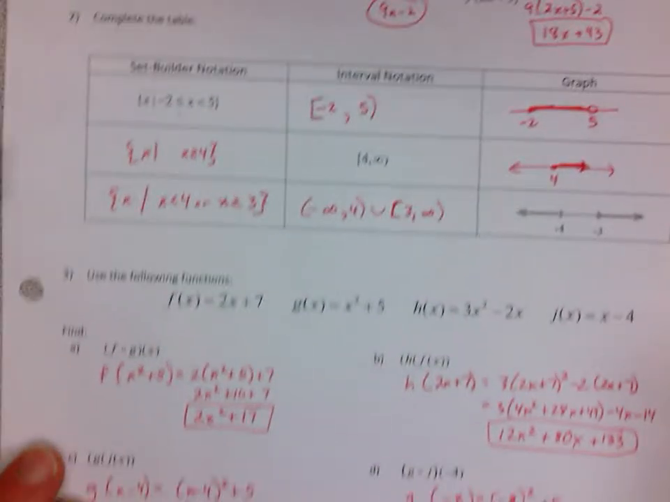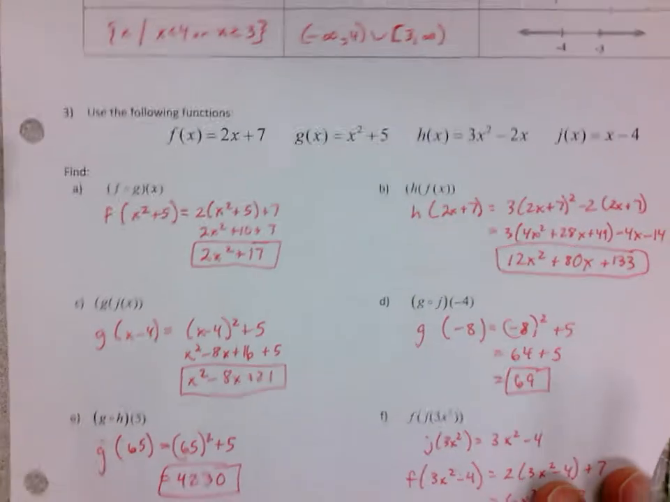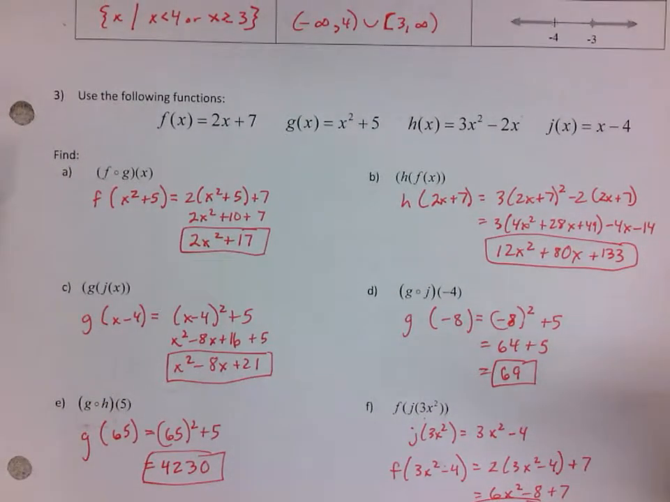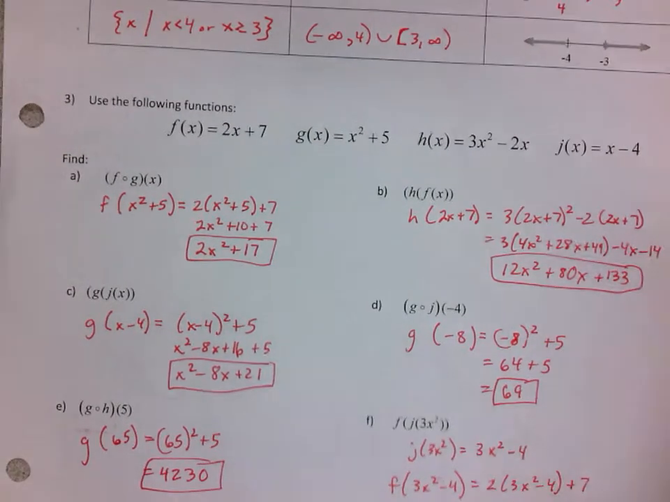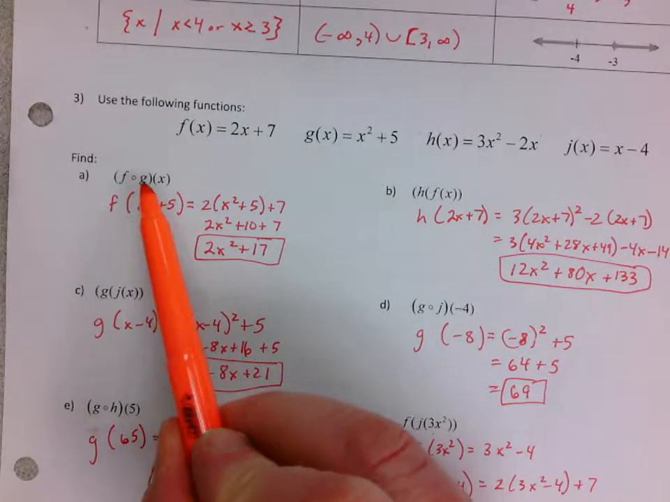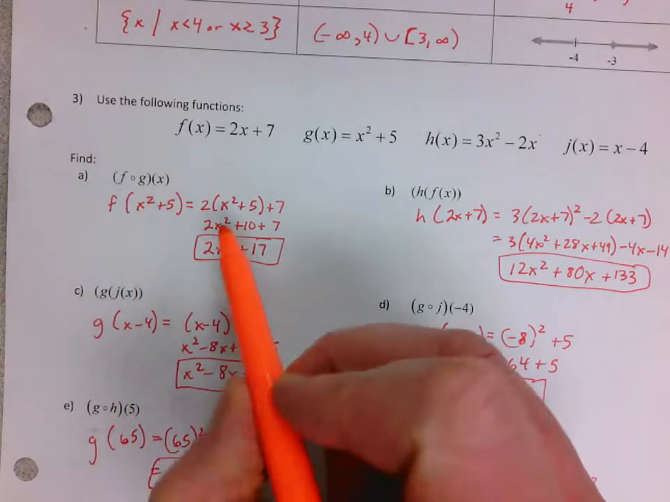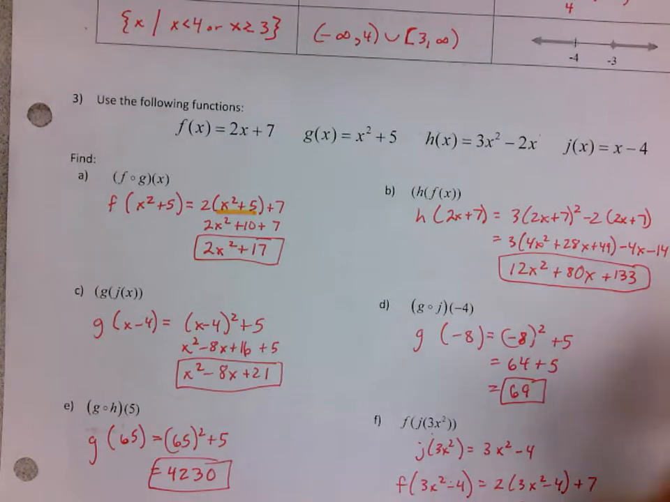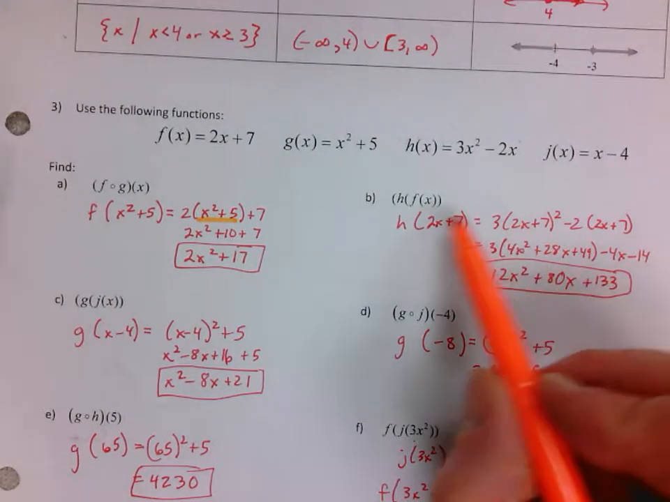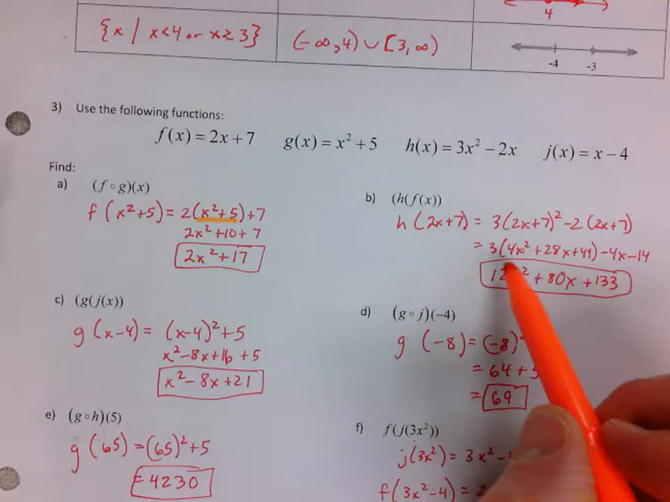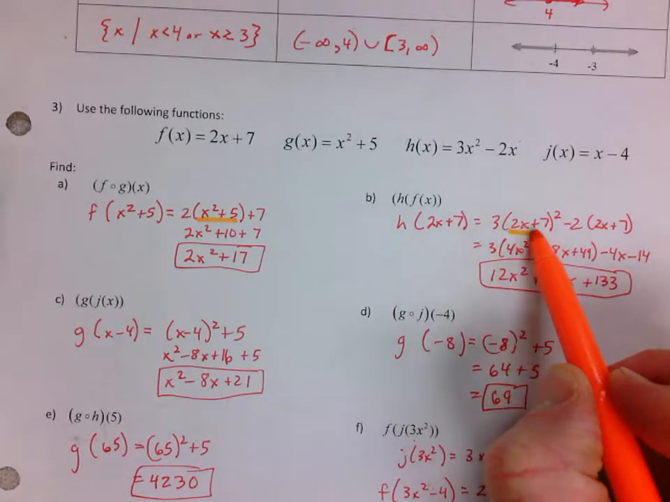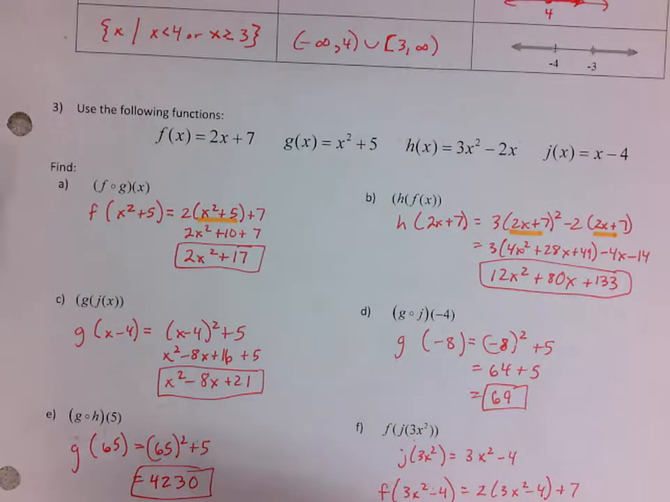Okay, compositions of functions. You'll notice when I do these problems, I rewrite f of g of x as f of x squared plus 5, because then I change it to a problem that I've done before. There's where I plug in my x, and it's easy to check. Same thing here. I rewrote this as h of 2x plus 7, so it's 2x plus 7 squared minus 2 times 2x plus 7. Again, apologies if there's a math calculation error. Let me know if you see it.